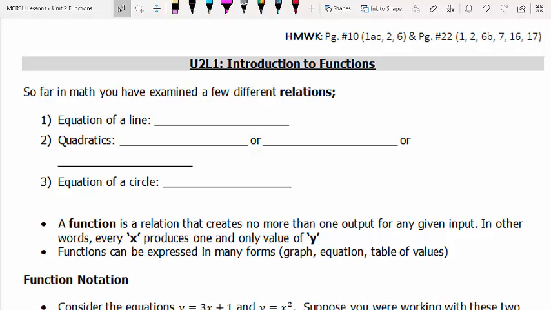Unit 2, Lesson 1, Introduction to Functions. So in previous years of math, you've examined a few different relations.